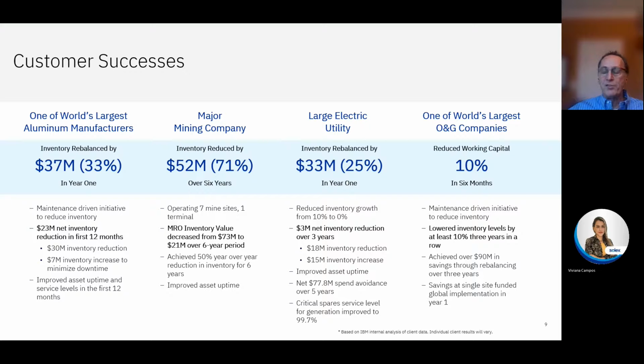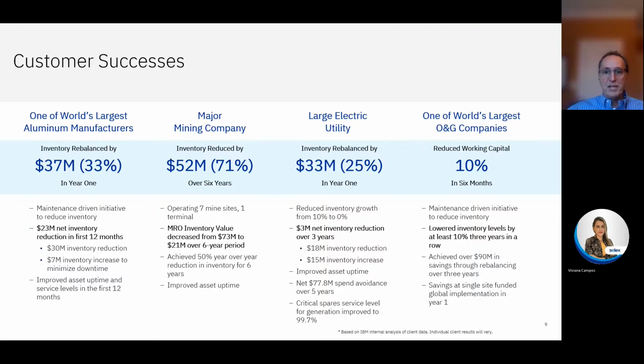Inventory value decreased from 73 million to 21 million over 6 years. They achieved a 50% year-over-year reduction in inventory over 6 years, and it improved their asset uptime. A major electric utility. If you think about utilities, they have to keep the plant up and running to produce electricity. This utility here in the US rebalanced by 33 million in 1 year.